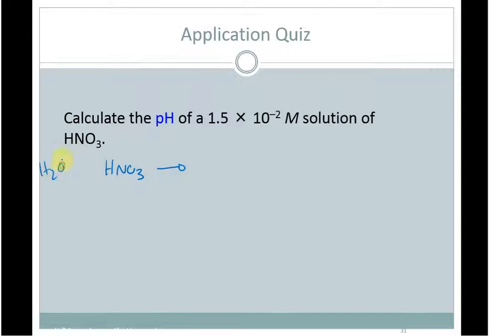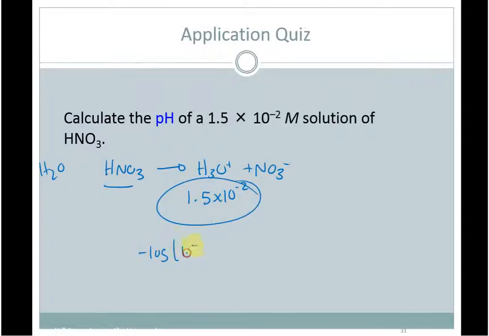In water, this is going to give us the hydronium and the nitrate ion. This is a strong acid, so it's a one-way acid. We know whatever we started with here is going to give us that concentration of our individual ions on this side. So to find the pH here, we're going to take the negative log of 1.5 times 10 to the minus 2.